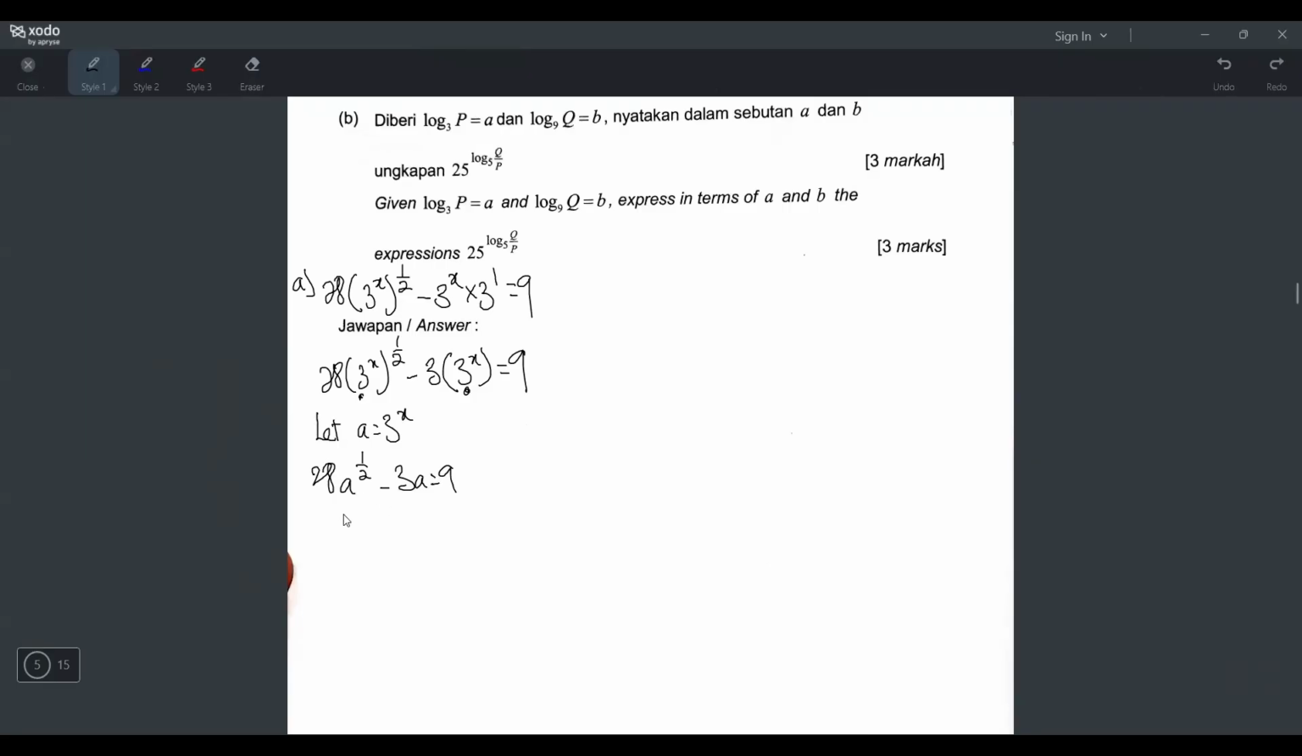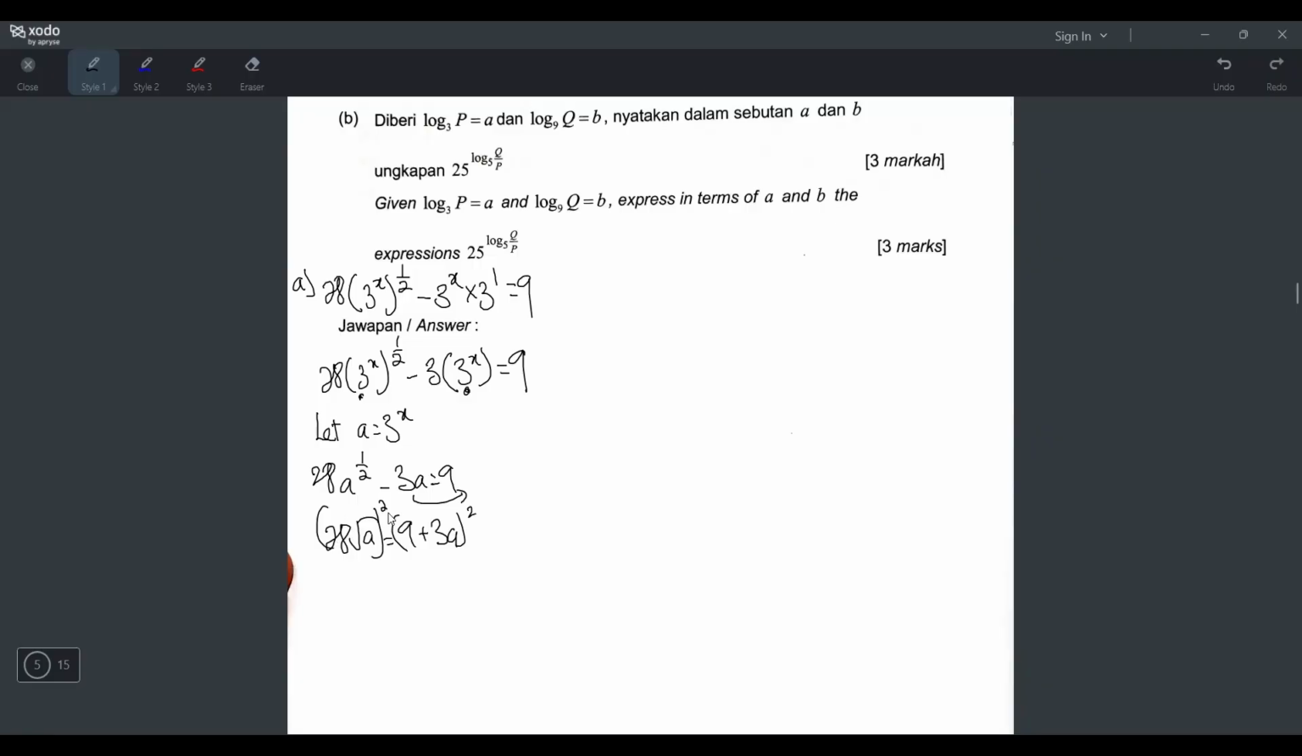So how can we solve this? We can move the minus 3A over and then square both sides, because A power 1 over 2 is square root A. And if you are trying to find the A, you need to get rid of the square root. How I do it is I will move the minus 3 over first, and then I square both sides. The reason why is because I want to get rid of the square root.